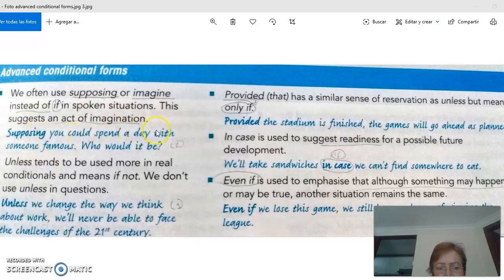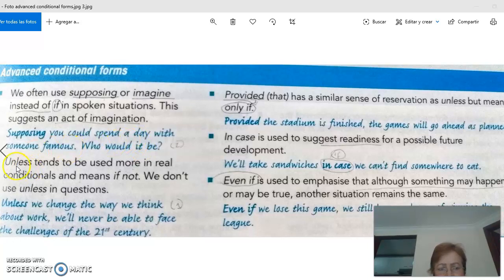Supposing you could spend a day with someone famous. Who would it be? Supposing means imagine. Supposing you could spend a day with someone famous. Who would it be? So notice that this is conditional type 2. How do we know that? Because of the presence of could and would. So that's the first advanced conditional form.